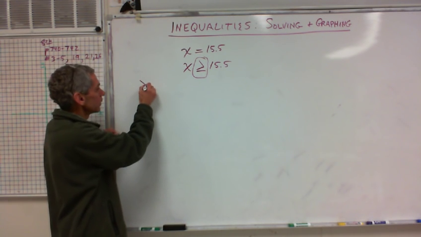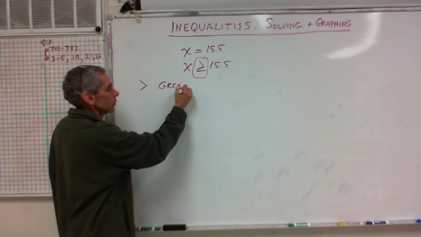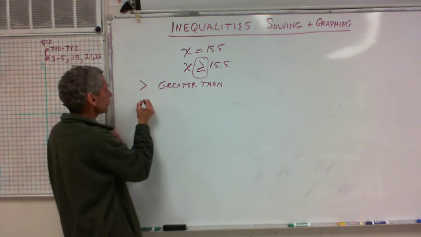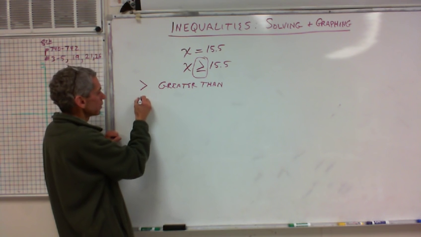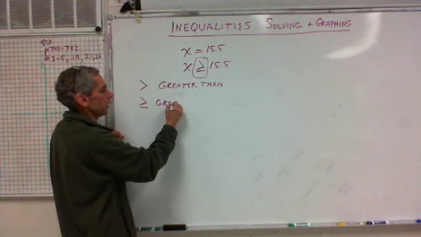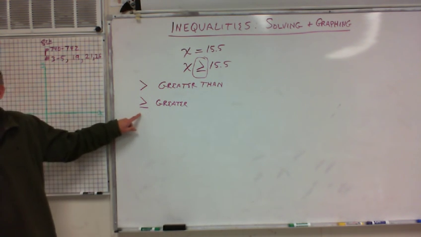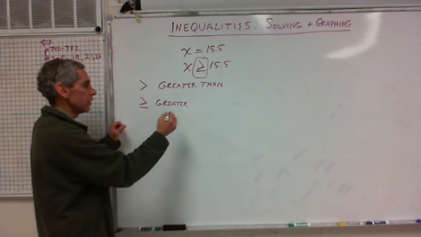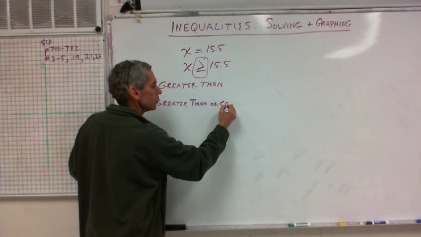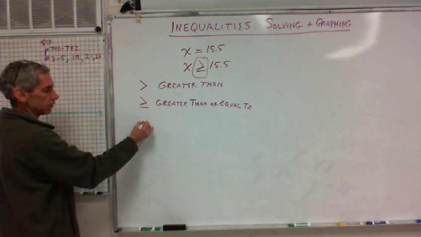So this means greater than. Alligator eats the bigger number. Greater than. Yep. This means greater than or equal to. Greater than, if you have that line, just like an equal sign, half of an equal sign, it also means it equals that, right? Greater than or equal to. All right? And then we have these.